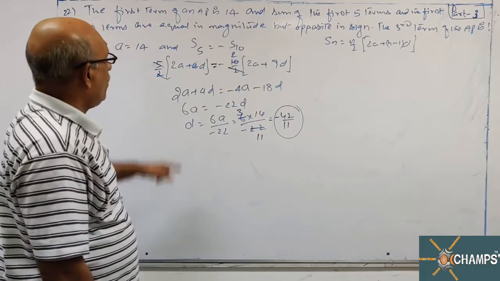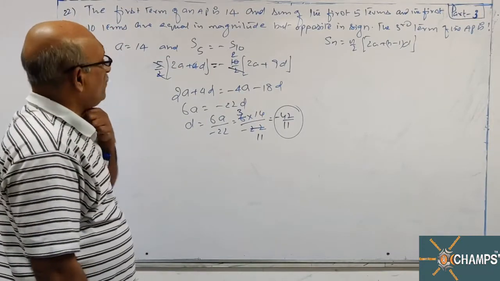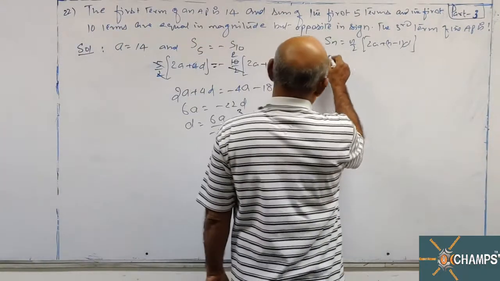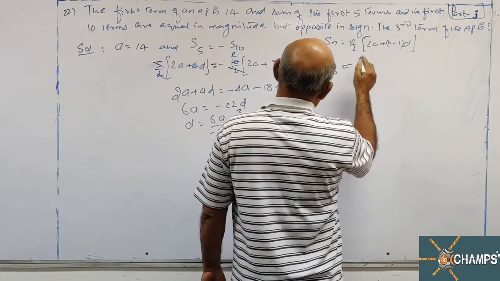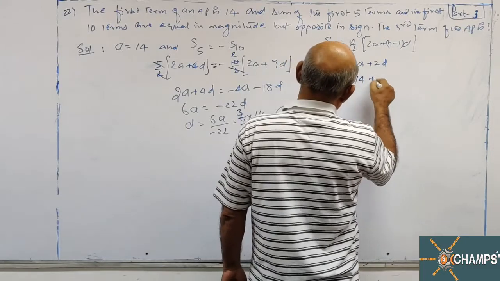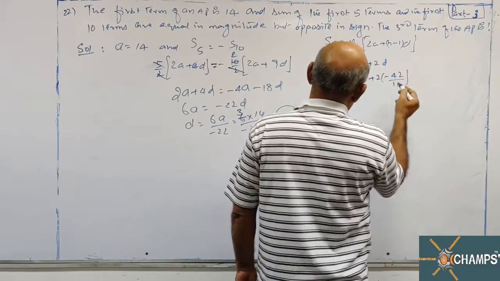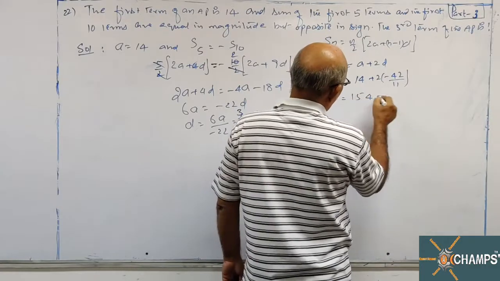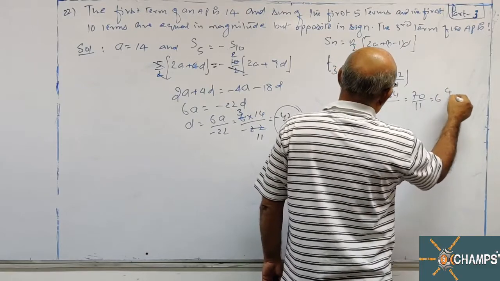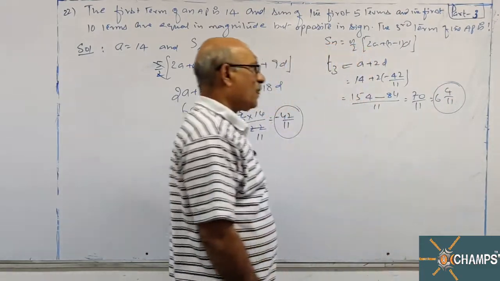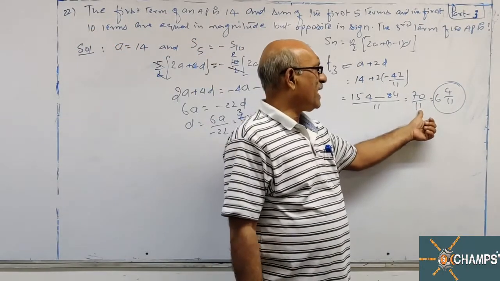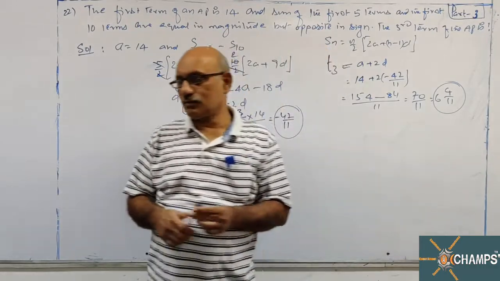Now already A value is given as 14, D value is obtained as minus 42 by 11. Therefore, T3 is equal to A plus 2D, which is 14 plus 2 into minus 42 by 11. That is (154 minus 84) by 11. This is 70 by 11. Depending upon the options, you can leave it as 70 by 11 or 64 by 11.